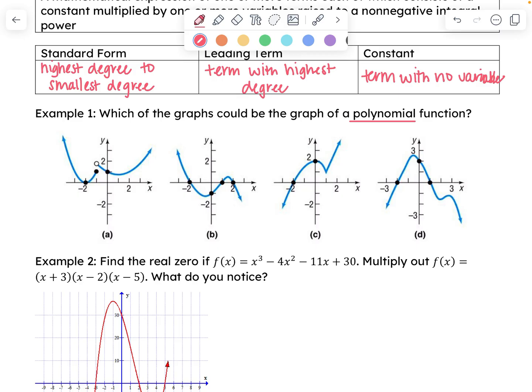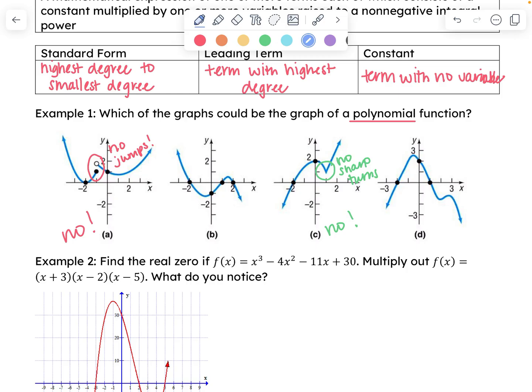So one of them is that it has to be continuous. That means that we cannot have a part and then a separate part. So we can't have any jumps. So this one would not be a polynomial function for A. And then another thing is that we don't have any sharp turns. We don't have any sharp edges. So C would also not be a polynomial.